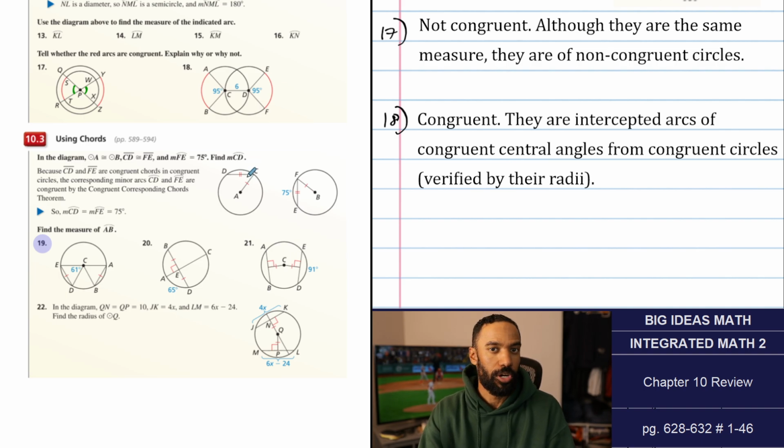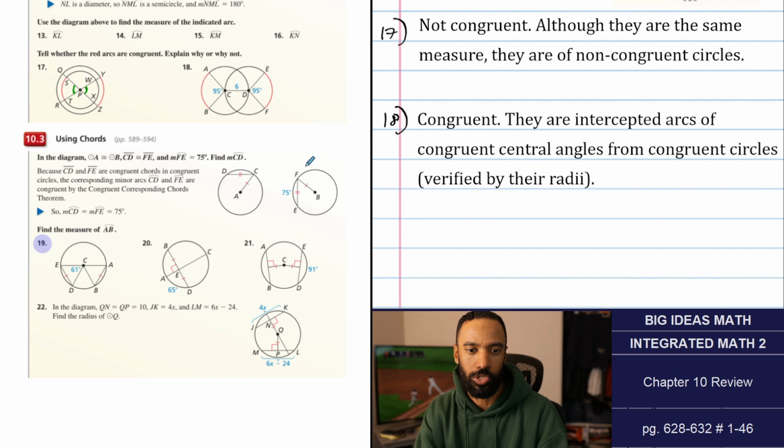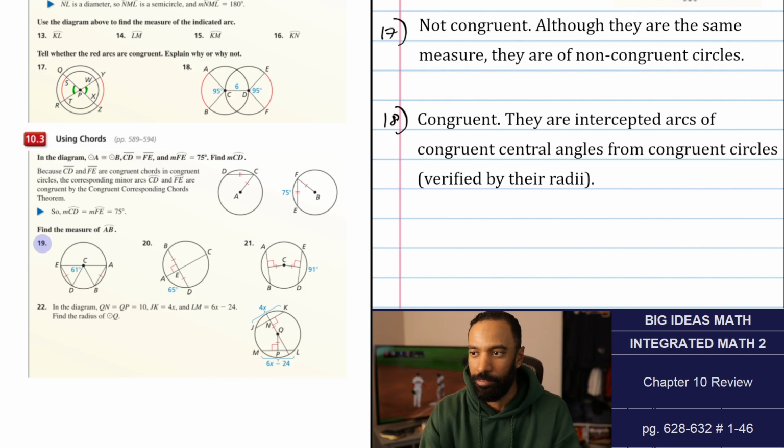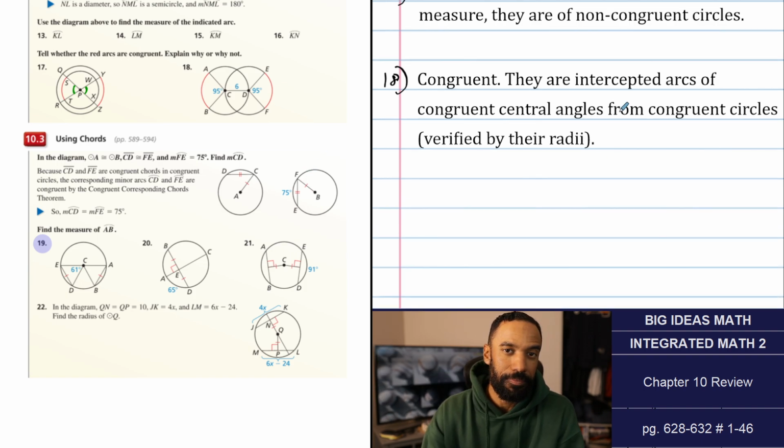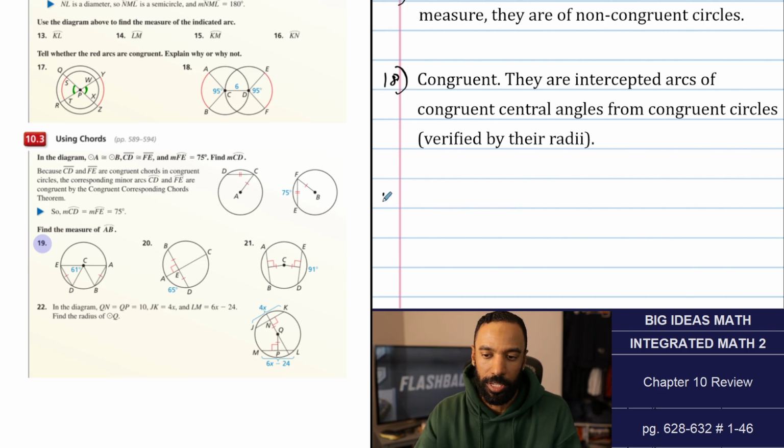If you're within the same circle with congruent chords, those minor arcs would also be congruent to each other. So if I had another one right here that's like that, these would also be congruent. But because the circles are congruent, that also works. One 75, the other 75. That doesn't mean each question will be like that. But if we run into ones like that, then we'll be good.